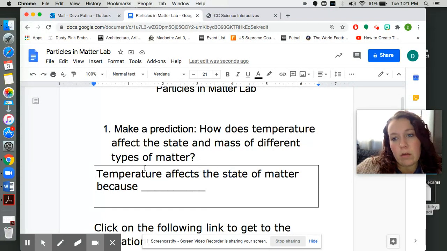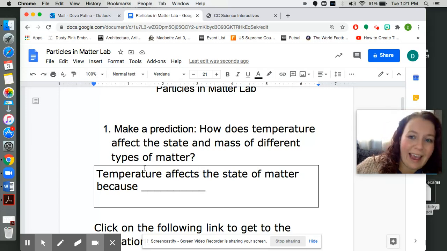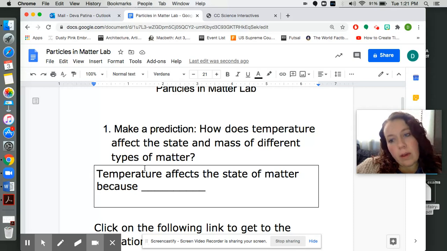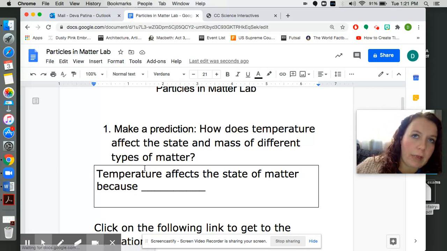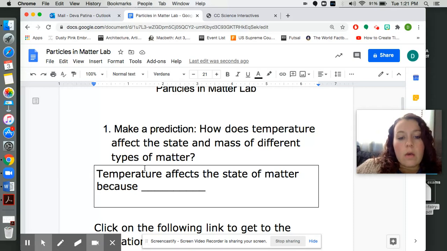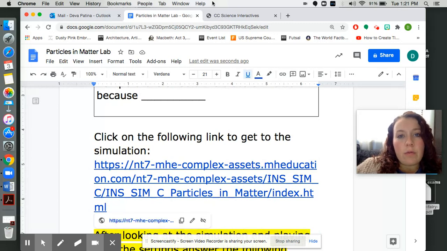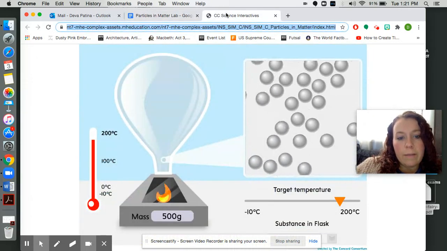Before we start here, I want you to make a prediction and tell me temperature affects the state of matter because. So how do you think temperature affects whether it's a solid, liquid, or a gas? Do you think that solids have lower temperatures, or liquids have lower temperatures, or gases have lower temperatures? So you're going to click on this link, which will lead you to this right here.